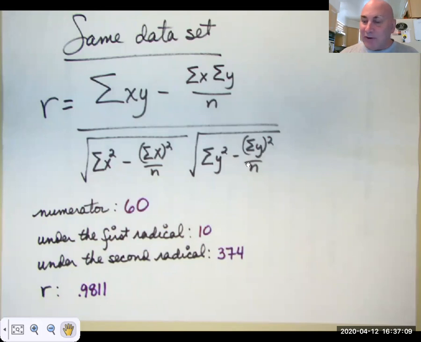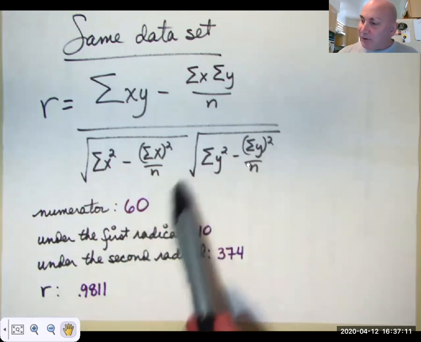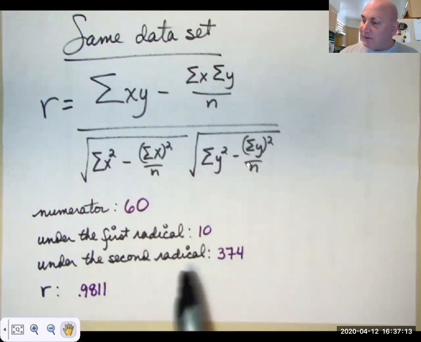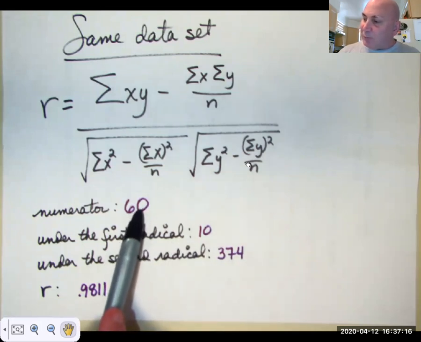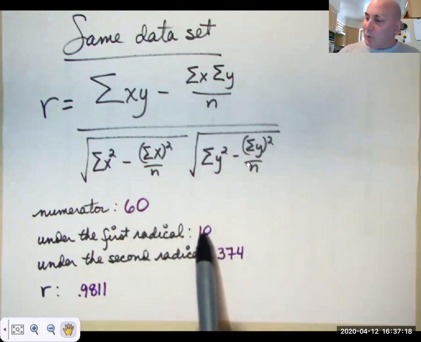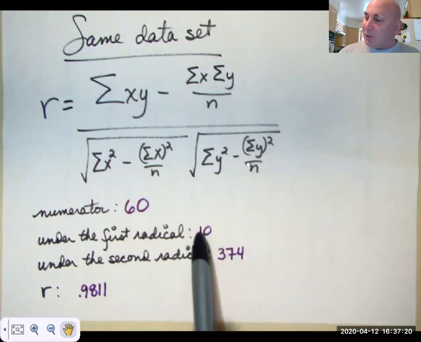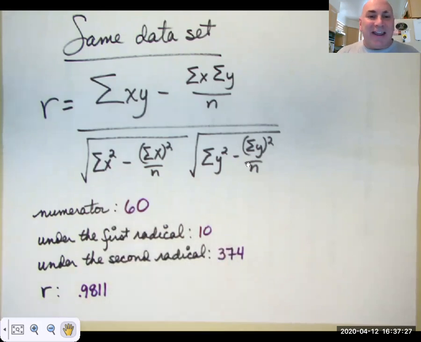Now comes the fun part. You have three numbers. You have this, this, and this. You need to take this as your numerator. You need the square root of this, the square root of this, multiply those together, and divide this number by that. Do it without writing anything down. Just enter the values into the calculator, and you should get 0.9811. If you don't, you're doing something wrong. Go back and do it again until you get this correct.